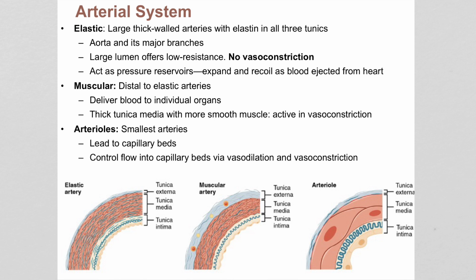And there are a couple different types. So elastic arteries get their name because they're incredibly stretchy. They have thick walls, lots of elastic tissue. The aorta is the ultimate example of that. And because they're almost entirely elastic tissue, they do not constrict or dilate. So this term vasoconstriction means the smooth muscle of the artery is contracting to squeeze the blood vessel and make it smaller. That is not the same thing as expand and recoil.